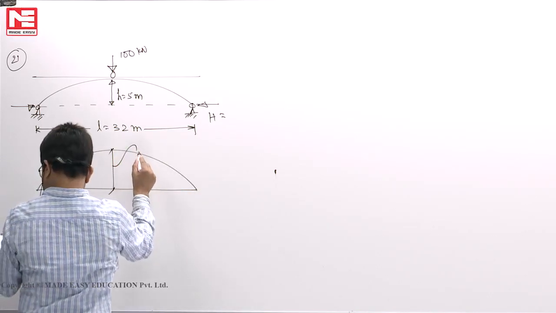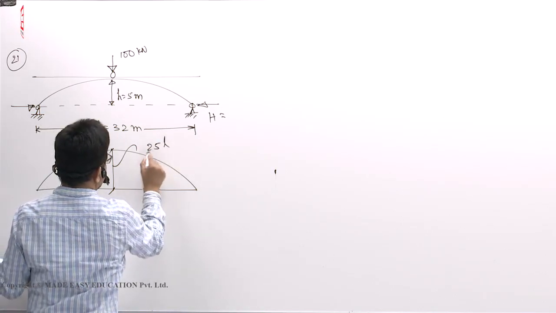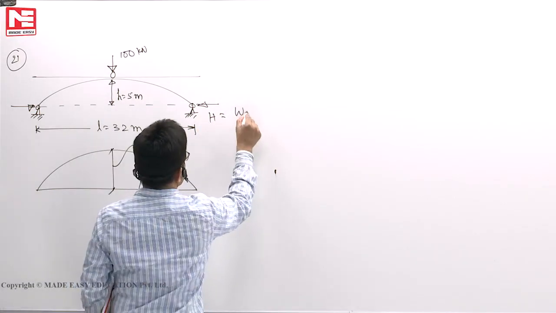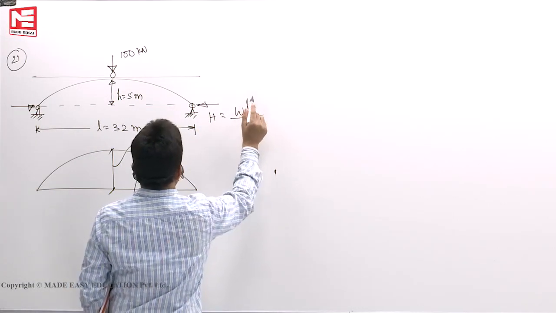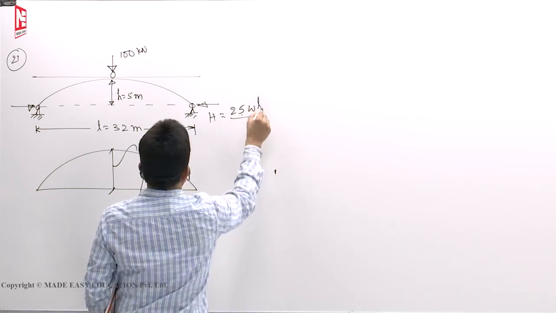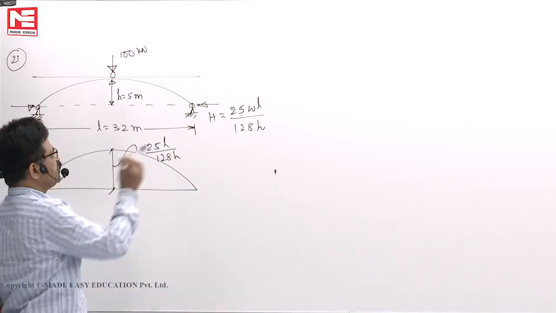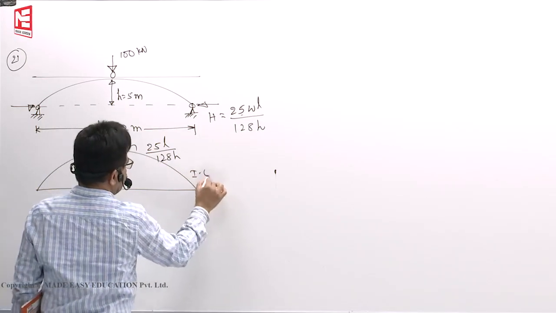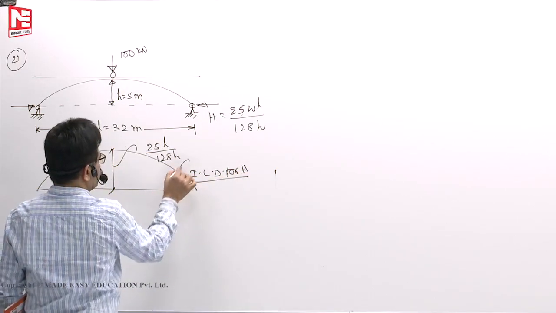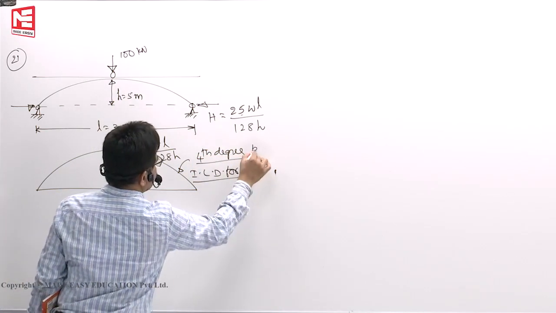The horizontal thrust is 25 WL by 128 H. This is the standard formula for that, whose ILD is like this. ILD for horizontal thrust. This is a fourth degree curve, I told you earlier. Fourth degree parabola.